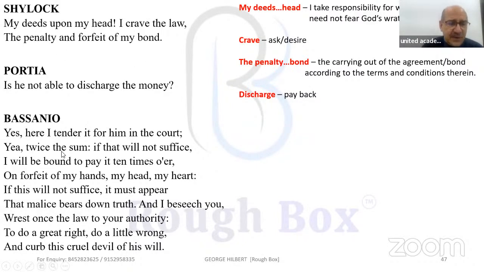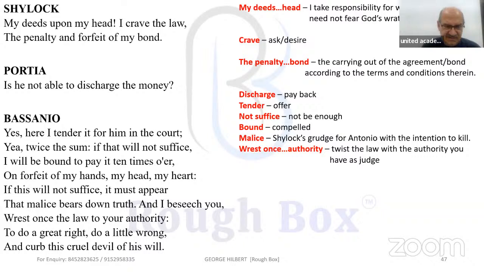Yeah, he says, twice the sum. I am ready to pay him double. And if that will not suffice, if double the amount will not be enough, then I will be bound to pay 10 times over. And even if that will not suffice, then I am ready to forfeit my hands, my head, and my heart. Let him take my life if I am not able to pay him 10 times the amount.